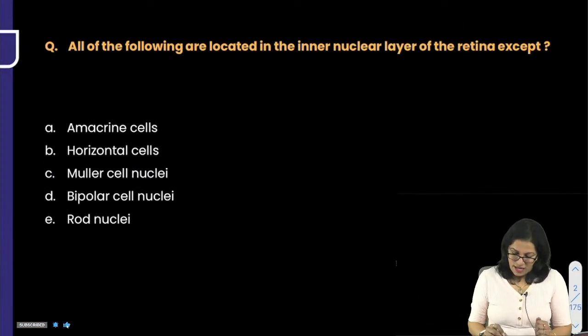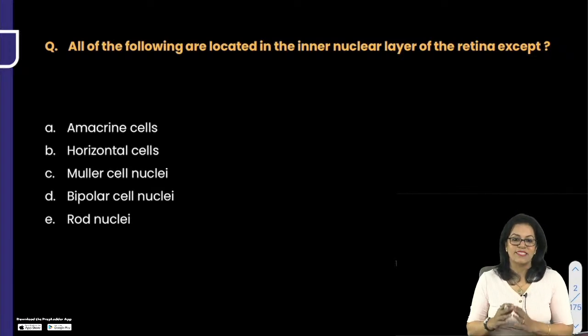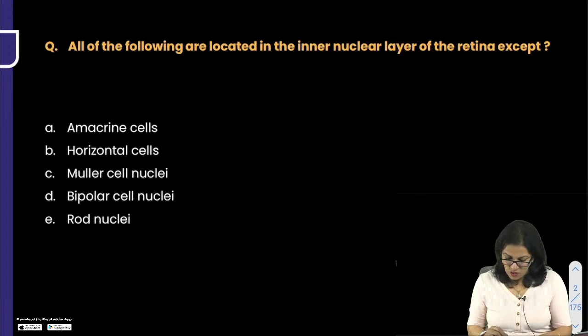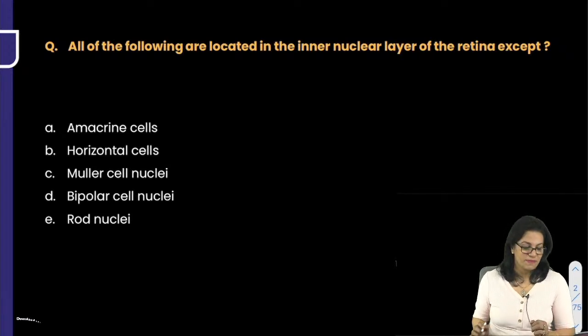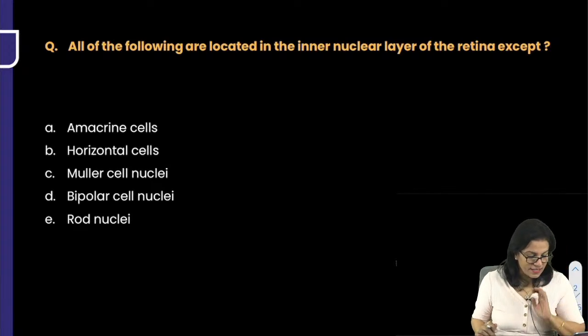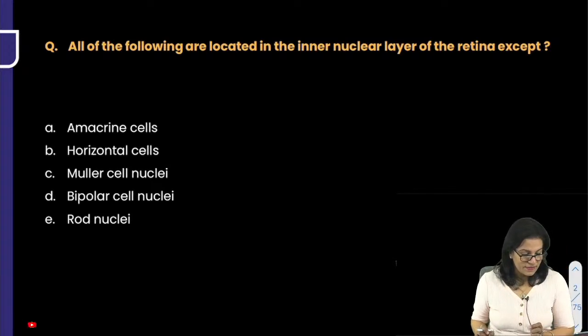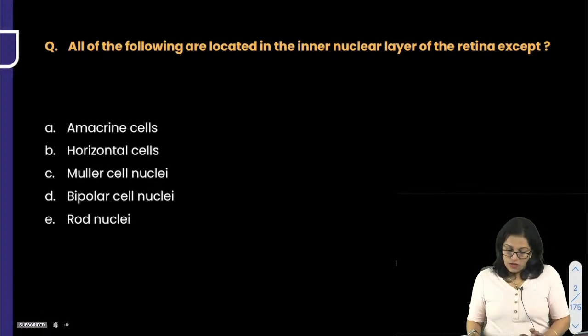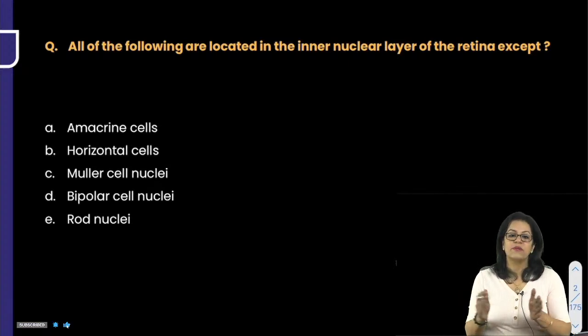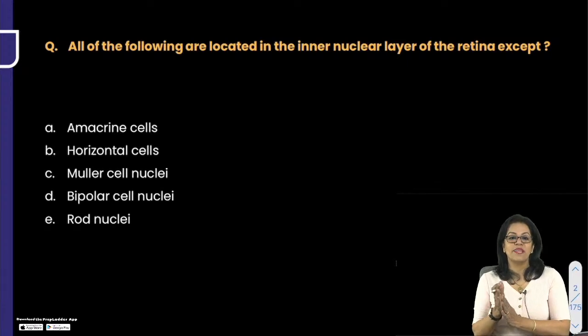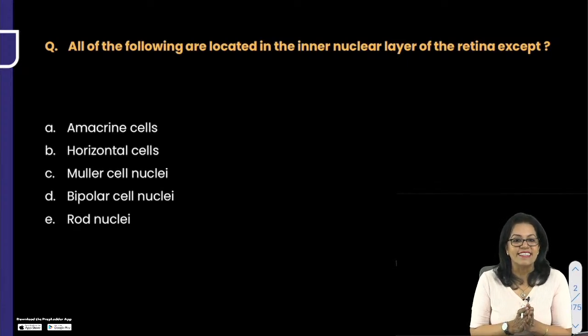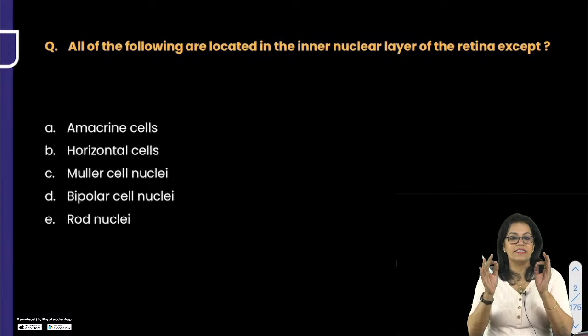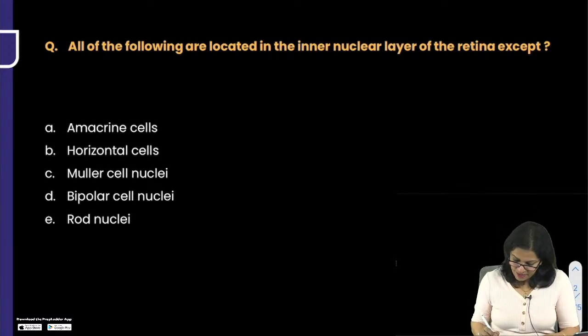I will start with the retina because you all are very phobic about this chapter. All of the following are located in the inner nuclear layer of the retina except. Tell me, what should you answer? It's a very simple question. The purpose was that you revise with me the layers of the retina and the cells that it contains. So, a very quick simple diagram with you all. Please make this diagram, let's make it together.